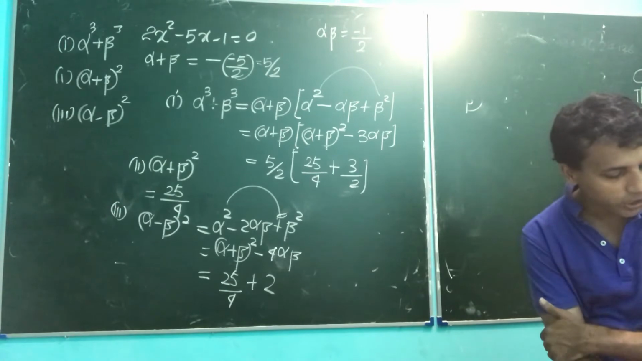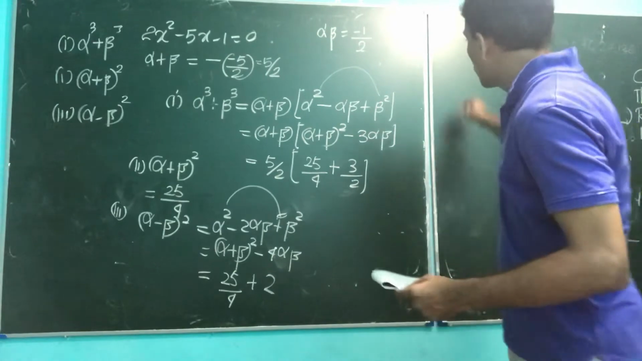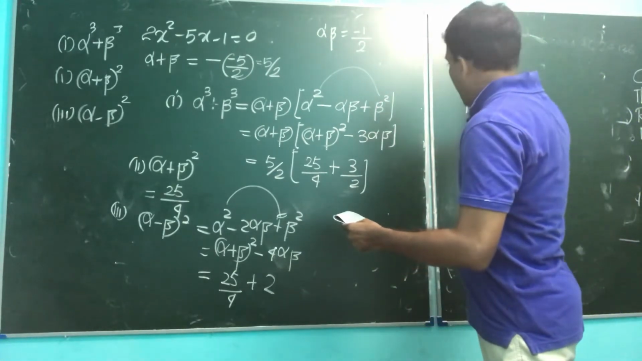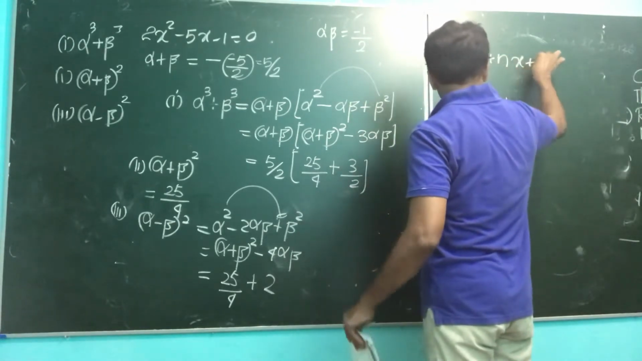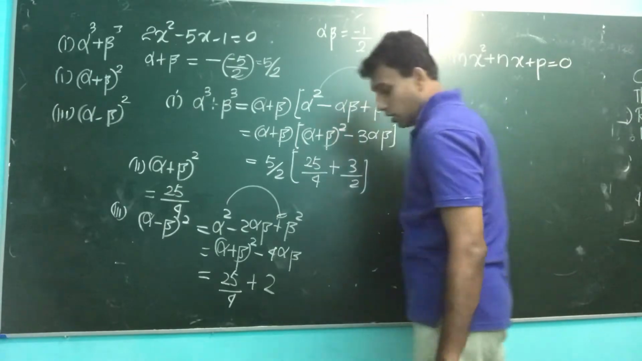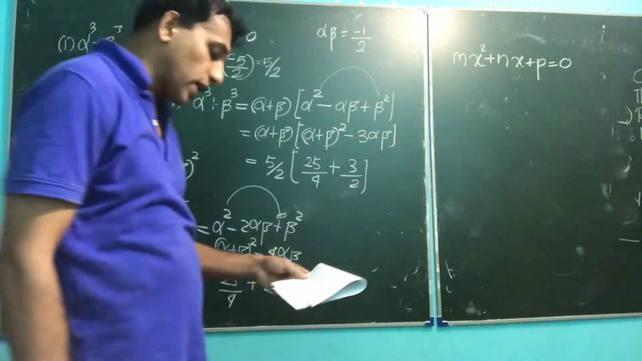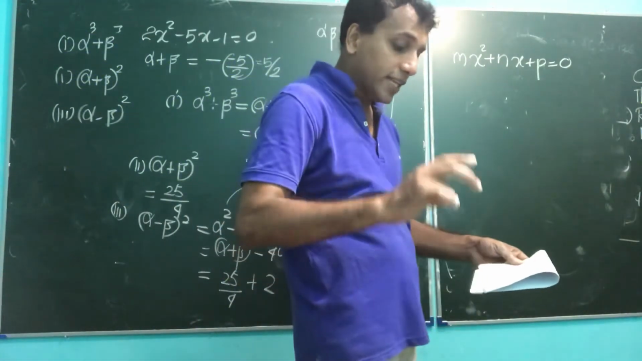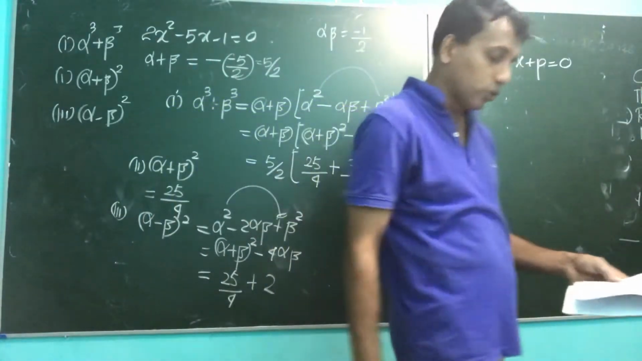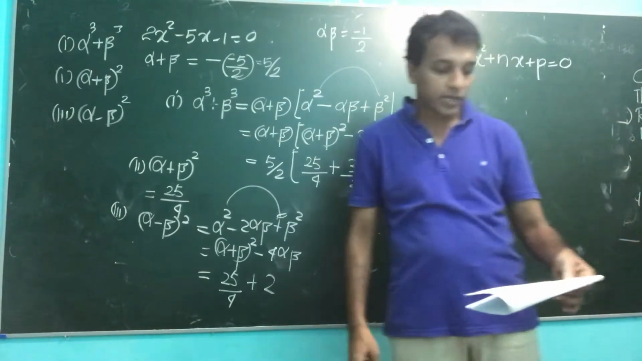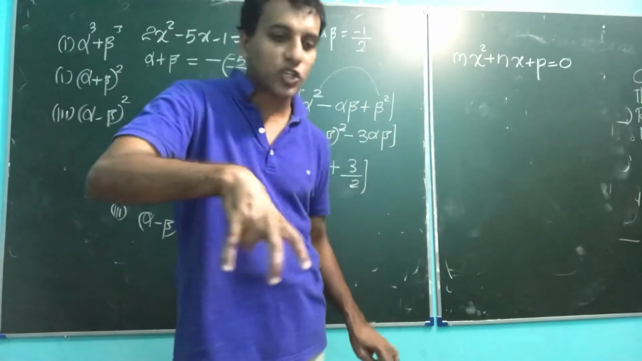Or if I say the question: if one root of the equation mx square plus nx plus p equal to 0 is twice the other root. See question number 9. I sent you that tute already. Twice the other, find the relationship connecting m, n and p, the coefficient relations.